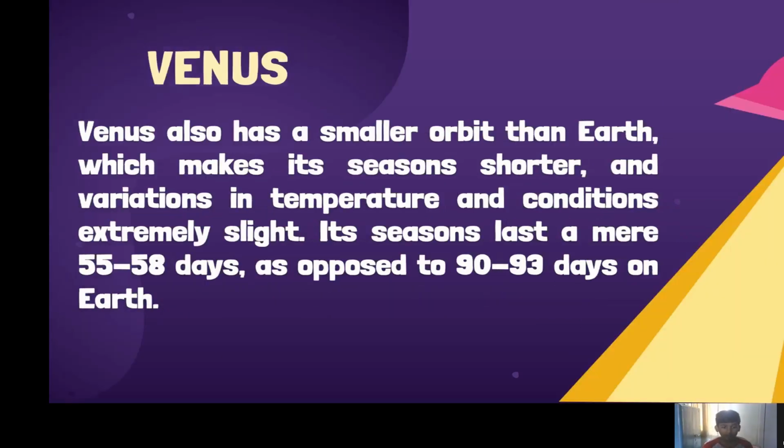Venus. Venus also has a smaller orbit than Earth, which makes its seasons shorter and extreme in temperature and conditions. Its seasons last near 55 to 58 days, as opposed to 90 to 93 days on Earth.